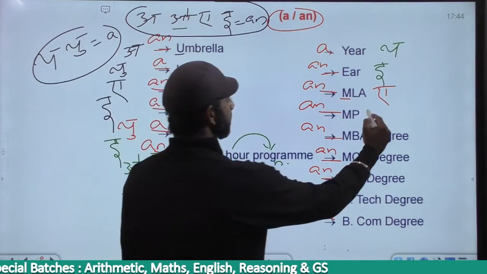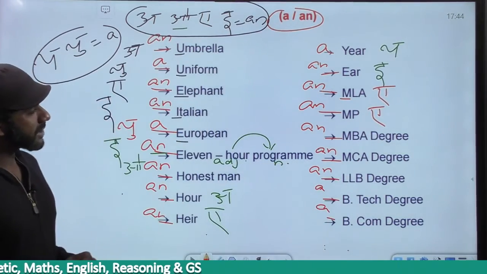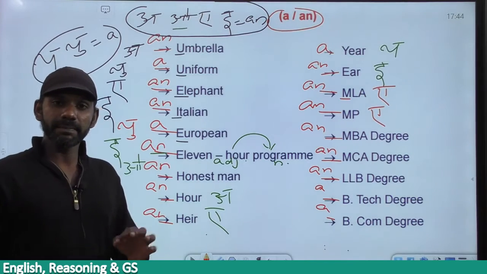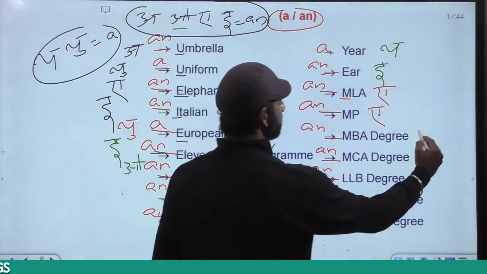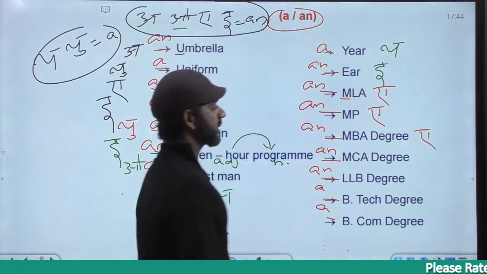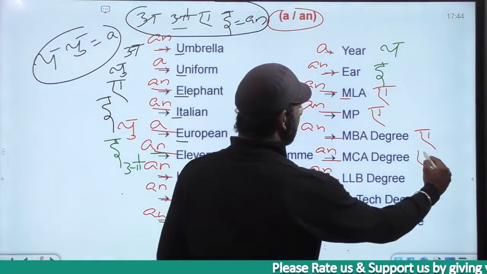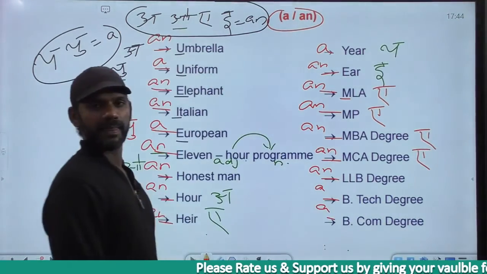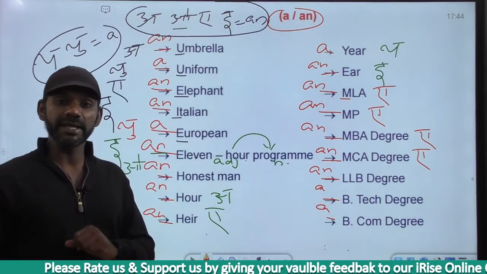MP, the first sound is A, so it must be an MP. Dash MBA degree. MBA, the first sound is A, so it must be an MBA degree. MCA, the first sound is A, so it must be an MCA degree. Fine. Come to the next one.